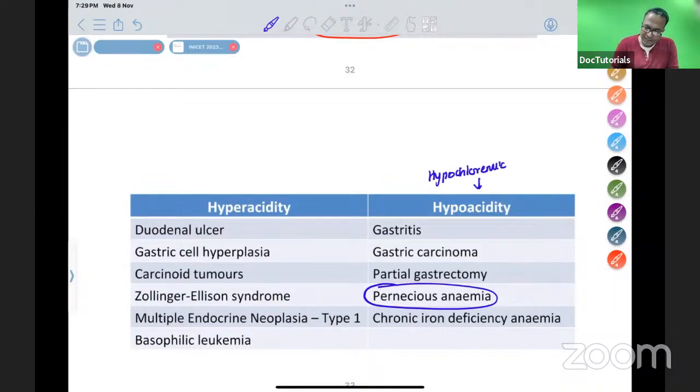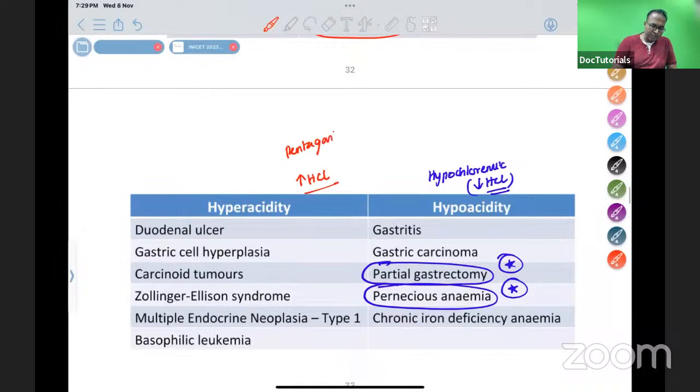Hypochlorhydria means decreased HCl. Even on stimulation by pentagastrin, pernicious anemia will have decreased HCl. Partial gastrectomy patients also have no way to produce HCl, so HCl is decreased even in those cases. So who will have increased HCl on stimulation by pentagastrin?